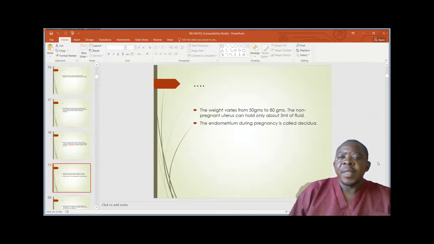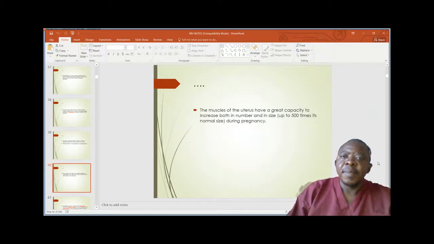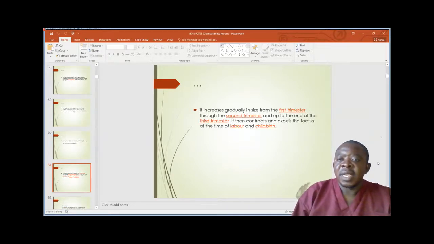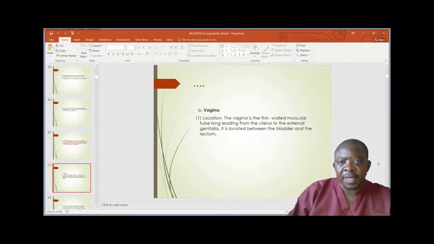The endometrium during pregnancy is called a decidua. The muscles of the uterus have a great capacity to increase both in number and in size, up to 500 times its normal size during pregnancy. It increases gradually in size from the first trimester through the second trimester and up to the end of the third trimester. It then contracts and expels the fetus at the time of labor and childbirth.